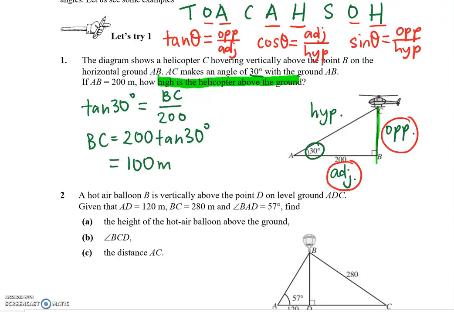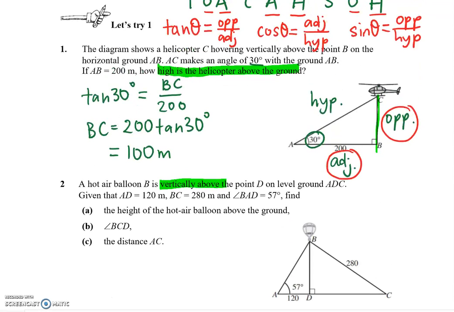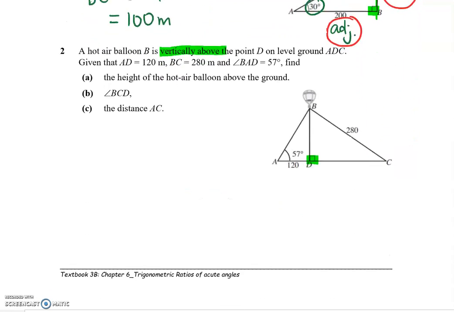Let's move on to question 2. Now a hot air balloon B is vertically above the point D on a level ground ADC. Usually the words vertically above, just like in the previous example, mean we are creating this 90 degrees angle over here. You need to know this especially if the diagram is not given to you and you have to draw out the triangles yourself, but here it's already given to you.